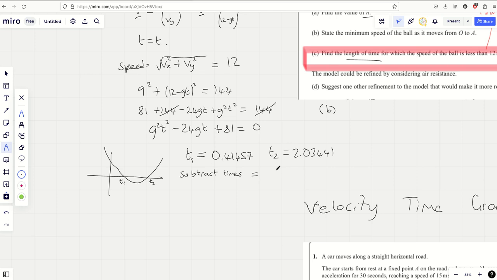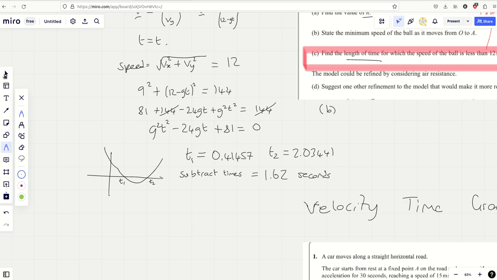2.034 minus 0.4145. Okay. Basically getting 1.62 seconds. I'd probably round that to, if I had the choice, 2 sig fig as well, because I think I've been quite slapdash. Okay, hopefully that gives you the correct answer.